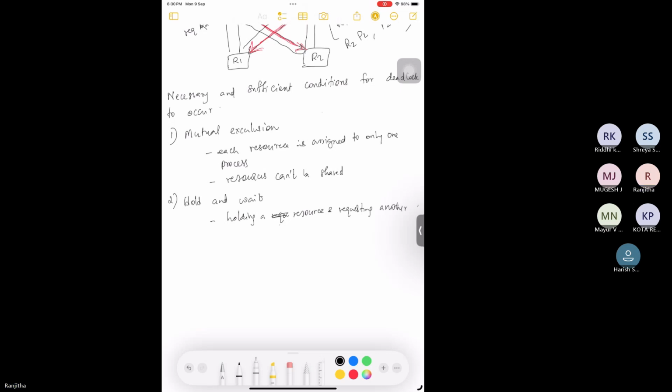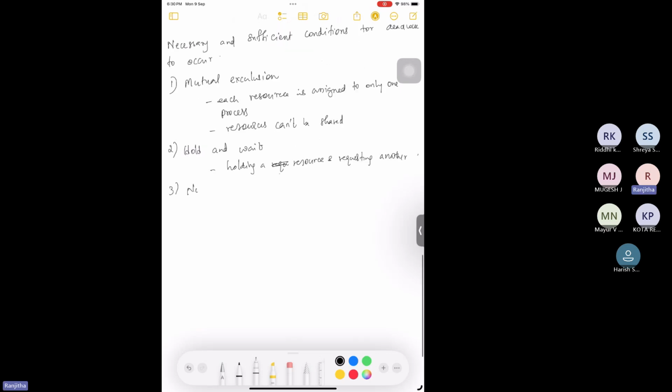Then the third one is no preemption. No preemption means that when a particular resource is granted to a particular process, the OS cannot forcibly take back the resource from it. The process has to voluntarily release the resource once the utilization is done. So that is what no preemption means: resources granted can't be forcibly taken away.